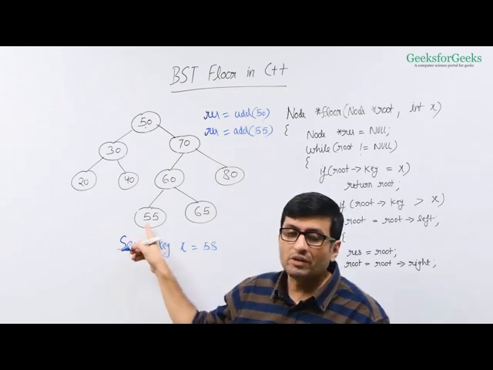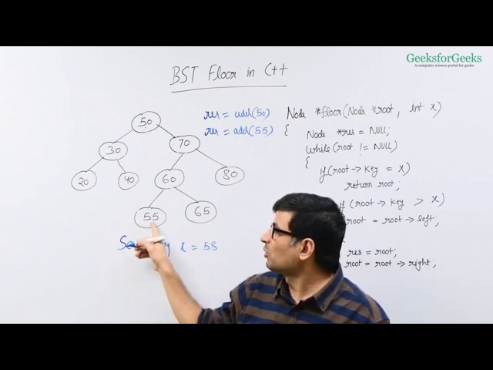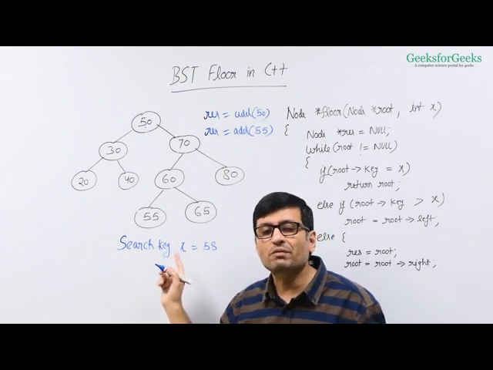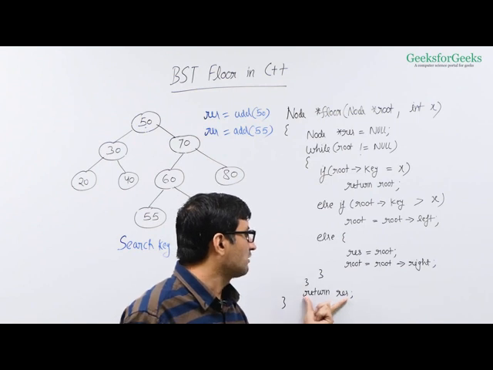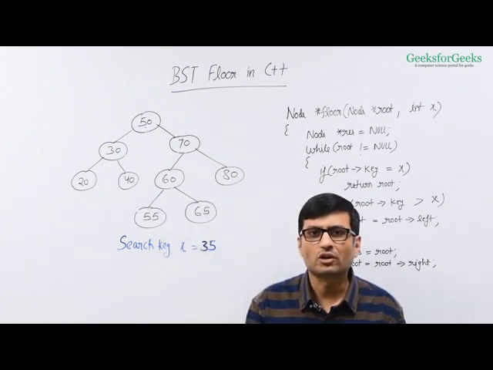And now where are we going to go? Left or right? 55 is smaller than 58. So we'll go to the right side. But when we go to the right side, we find a null. So we come out of the loop and whatever result we have, we return it. So we return 55. Let's do one more dry run for 35.